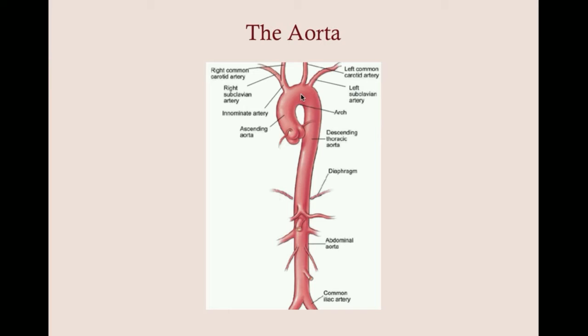After that point, the aorta turns downward and it becomes the descending aorta, ultimately crossing the diaphragm and giving rise to renal arteries as well as various other arteries, ultimately terminating into the left and right common iliac arteries.